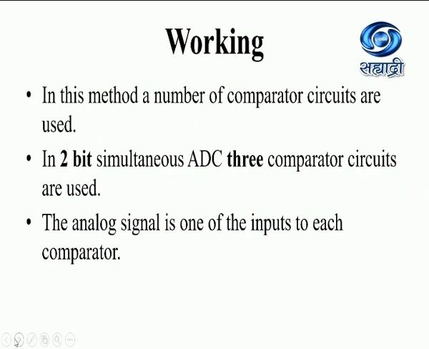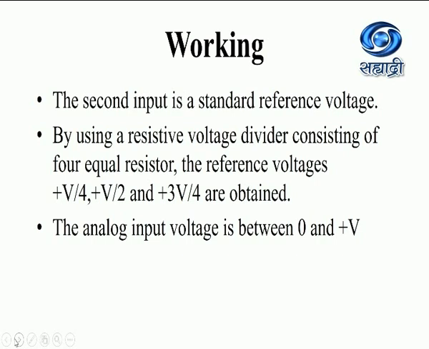So let's start with the working. In this method a number of comparator circuits are used. In a 2-bit simultaneous ADC, 3 comparator circuits are used. The analog signal is one of the inputs to each comparator, and the second input is a standard reference voltage. By using a resistive voltage divider consisting of 4 equal resistors, the reference voltages V by 4, V by 2 and 3V by 4 are obtained. The analog input voltage is between 0 and plus V, that is logic 0 and logic 1.